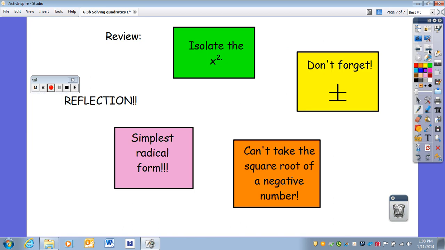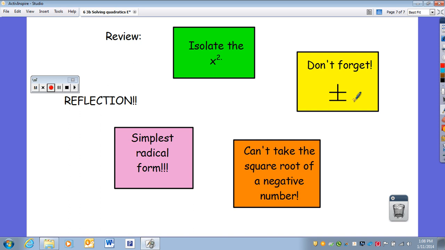Please remember when you're solving quadratic equations where the b or the middle term is 0, you want to isolate the x squared, get it by itself. Then once you do that, you take the square root of both sides. Please don't forget to use your plus or minus sign so that you have both of your answers, with the exception of if the x squared is 0, that would be 0, or if there is no solution. Please make sure to put your answers in simplest radical form unless they are perfect squares. And remember, we can't take the square root of a negative number in the real number system.